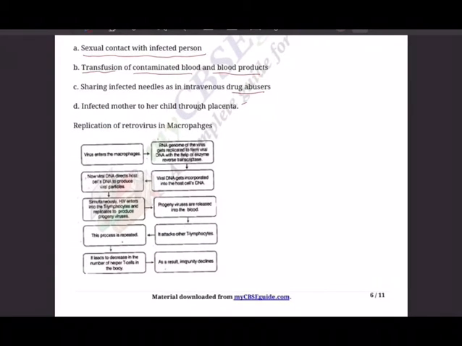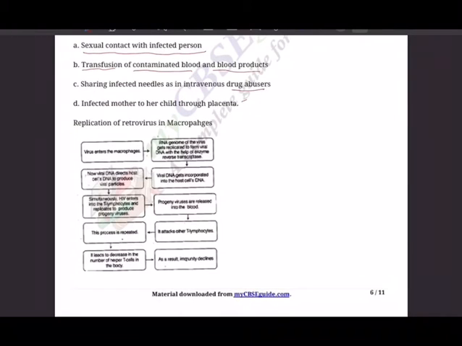The virus enters the macrophages. Okay, this macrophage is a type of WBC. The RNA genome of the virus gets replicated to form viral DNA. All of us know that viruses contain RNA. The moment it enters into the macrophage, what does it do? The RNA virus becomes a DNA. So it is viral DNA that will be formed. And this is possible with the help of an enzyme called reverse transcriptase.